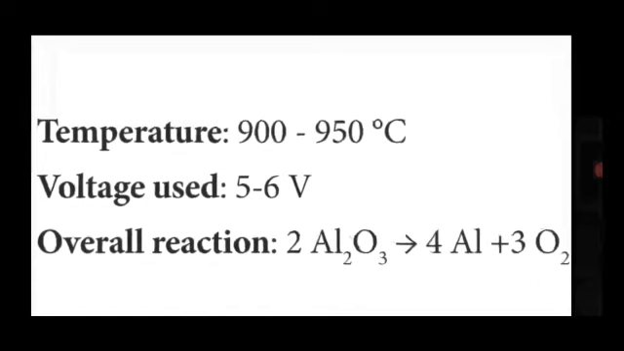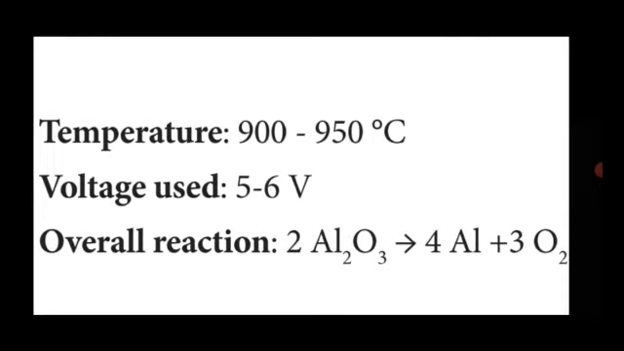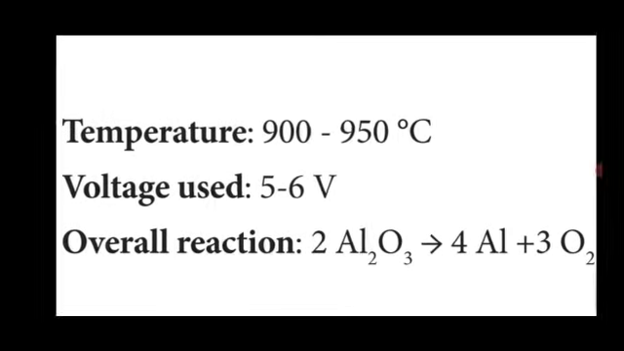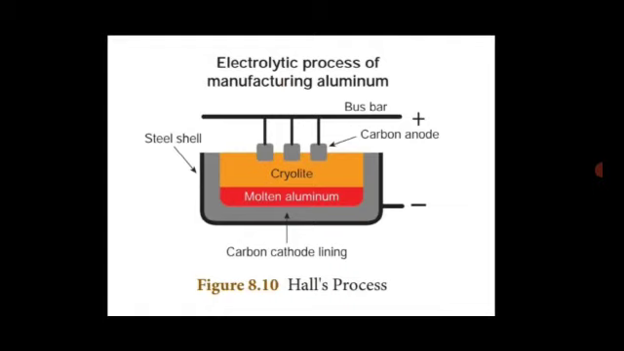In this Hall's process, alumina, formula Al2O3, is converted into aluminum element, formula Al, and oxygen gas is released. This is Hall's process. See this picture. This is the Hall process.